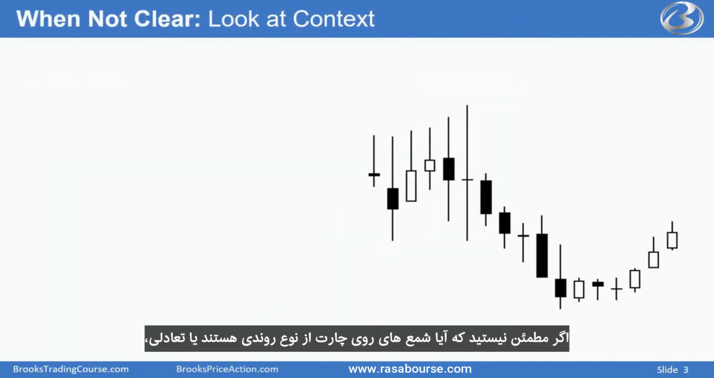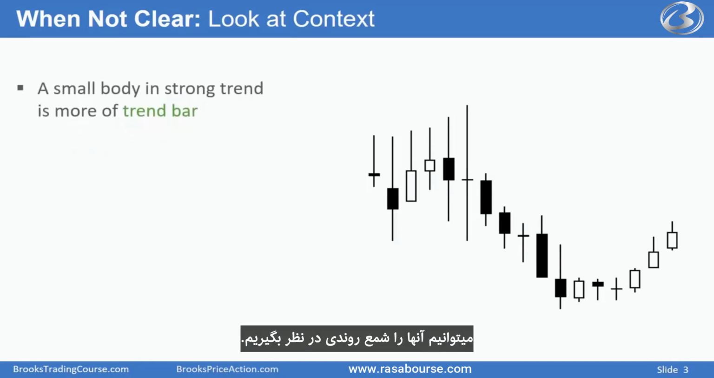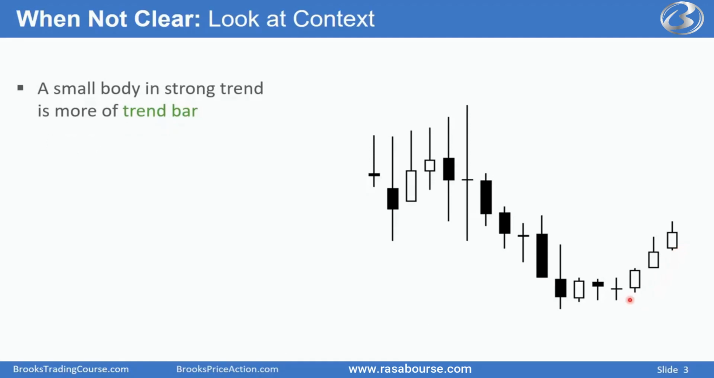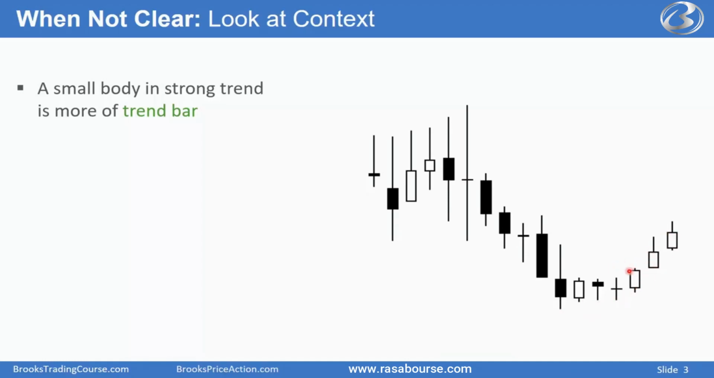If you're not certain whether a bar is a trend bar or a trading range bar, look to the left. Look at the context. A small body in a strong trend is more of a trend bar. Here we have 3 consecutive bull bars, and they're all small, but the context is good. We have an II pattern. We broke out a little bit here, and we're starting to form higher lows and higher highs. So this is the early stages of a trend. Even though these bars are small, I would call them trend bars.